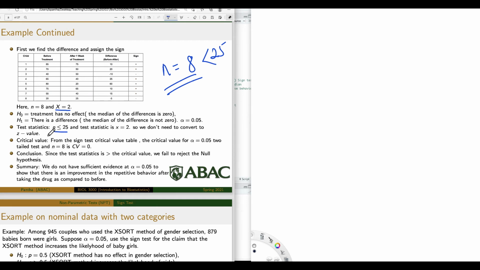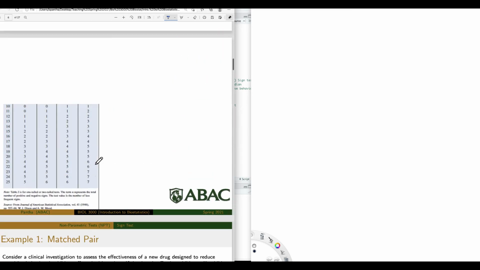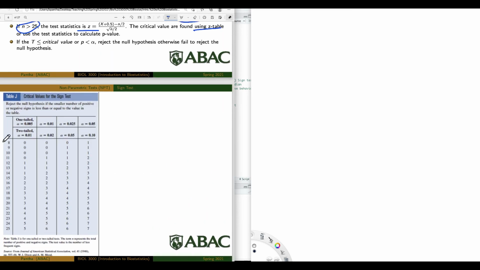Since n is less than 25, we use that table to find the critical value. From the Sign Test critical value table, we look for the two-tailed test, alpha equals 0.05, and n equals 8.